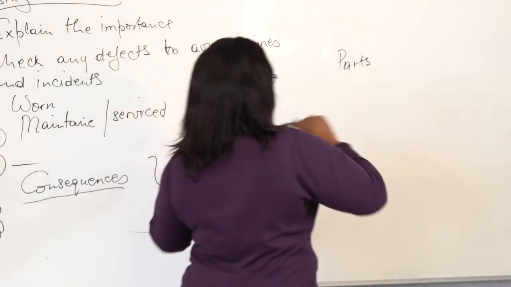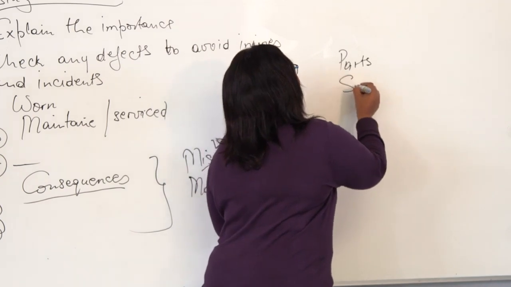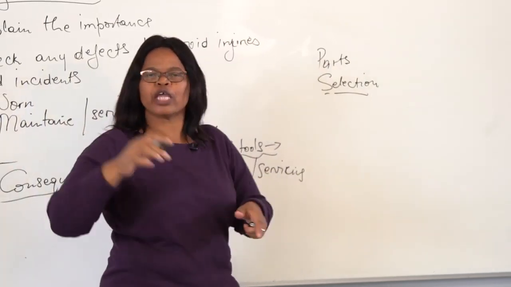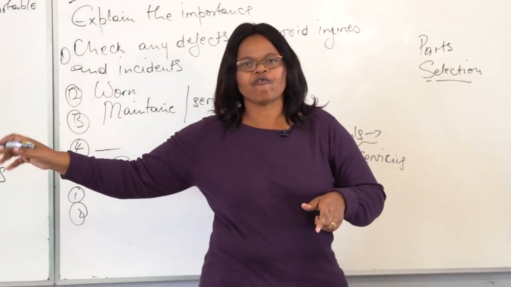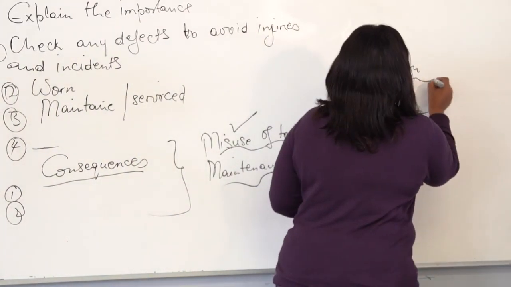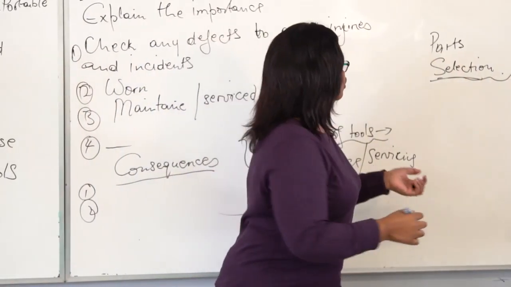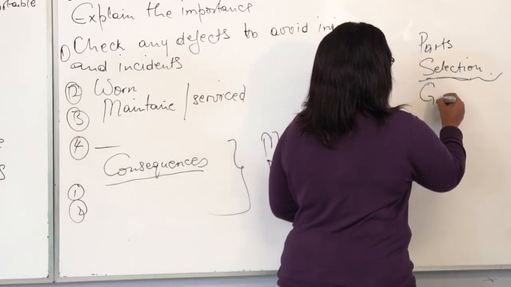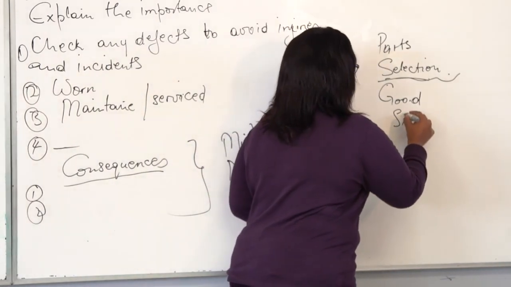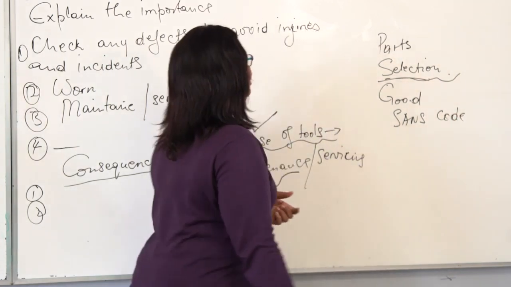Then what is common to the hand tools and the power tools is selection. When you select, the selection is common. You can use the selection points for the hand tools because they are the same. You also check the defects. You check if it's working properly, it is in good condition. You check if it is in conformance with the SANS code of conduct.